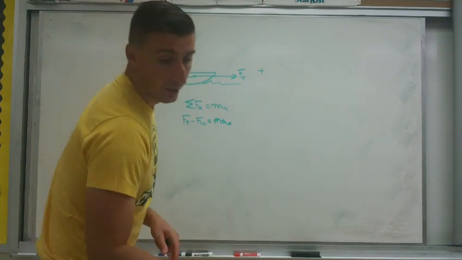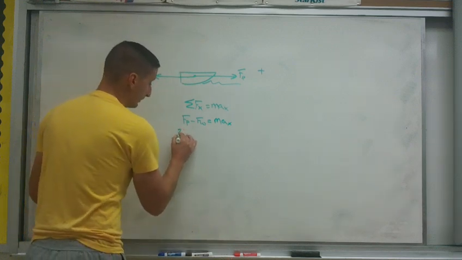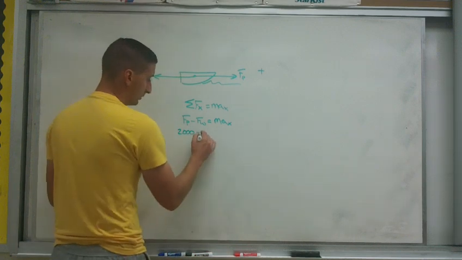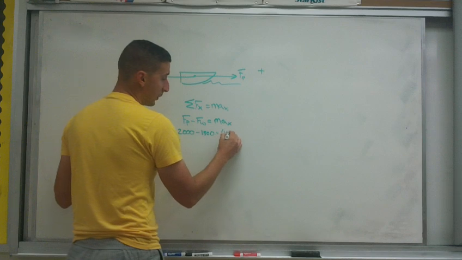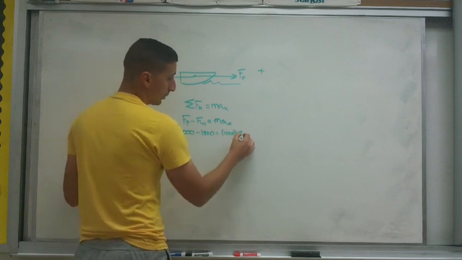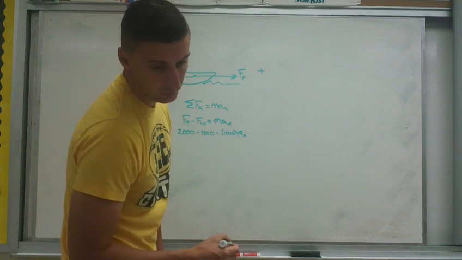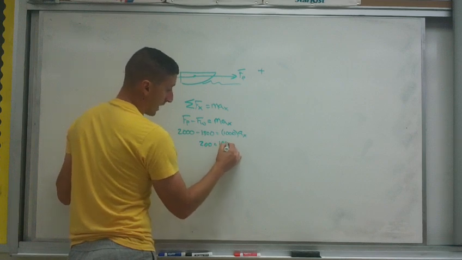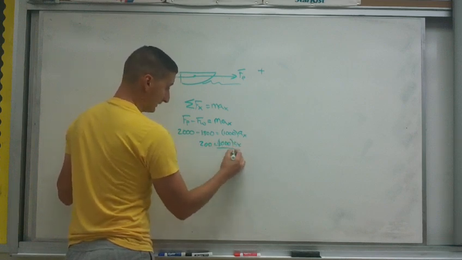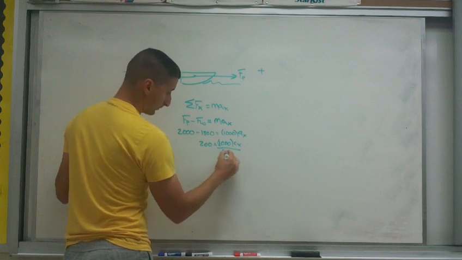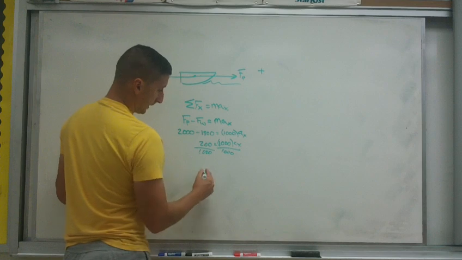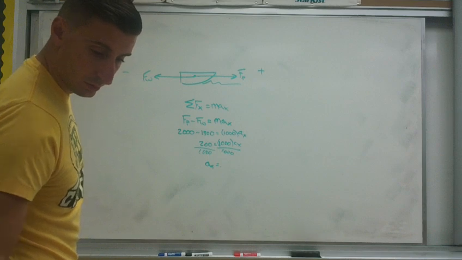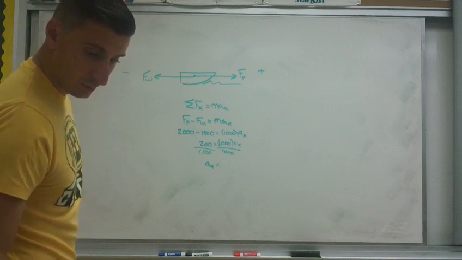Now I can plug in. The boat has a propeller force of 2,000 minus the water resisting 1,800. The mass of the boat is 1,000 kilograms. I'm looking for AX. All right, so I subtract. I get 200 equals 1,000 AX. Divided by 1,000, I get AX is equal to 0.2.